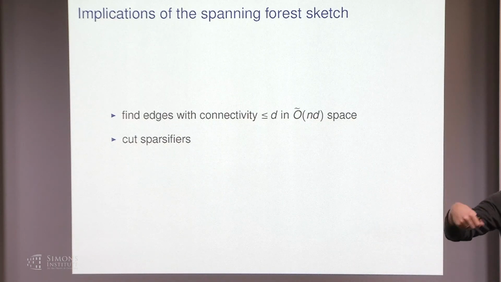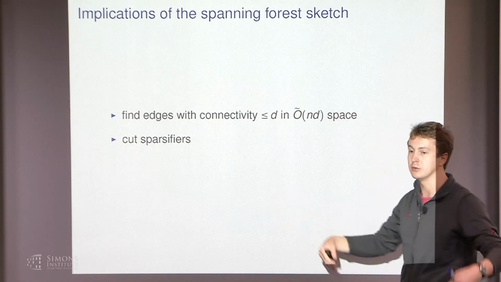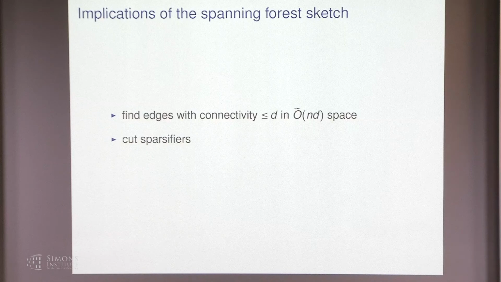Simply keep d spanning forest sketches, take out one spanning forest, subtract it from the remaining sketches. By linearity, you can do that, and repeat. So that way you sort of adaptively take out d spanning forests from the graph, and the list of edges that you obtain will contain all edges with connectivity at most d. With some work, one can also obtain cut sparsifiers from this primitive.